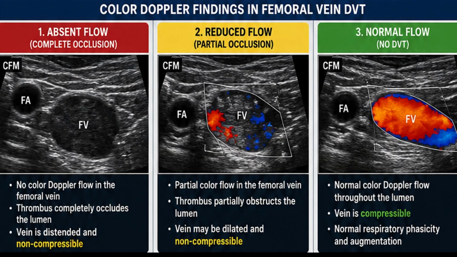First of all, there is absent flow due to complete occlusion. No color Doppler flow in the femoral vein. Thrombus completely occludes the lumen. Vein is distended and non-compressible.